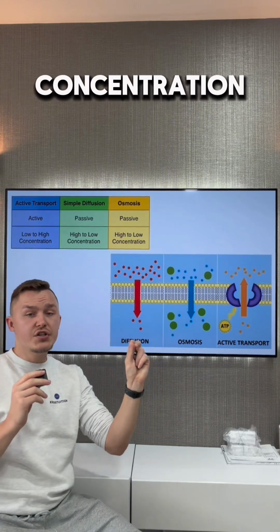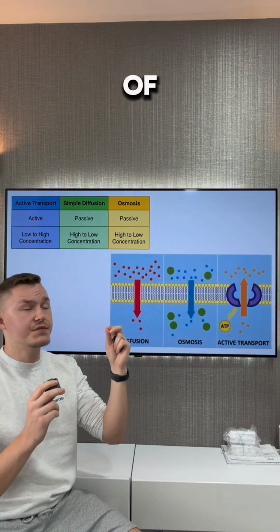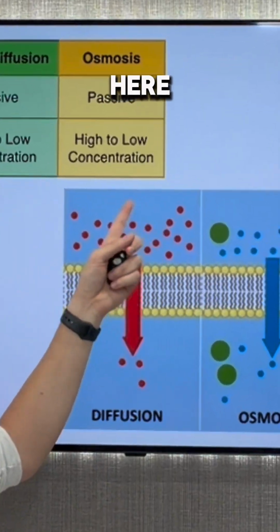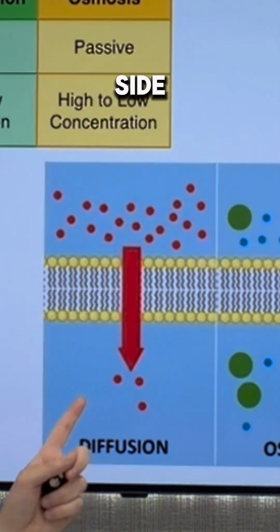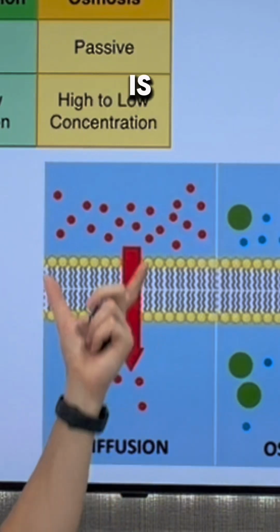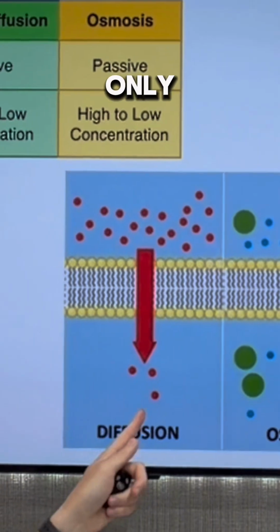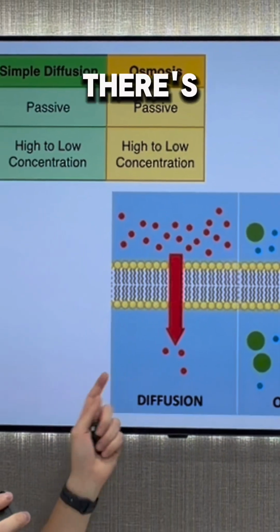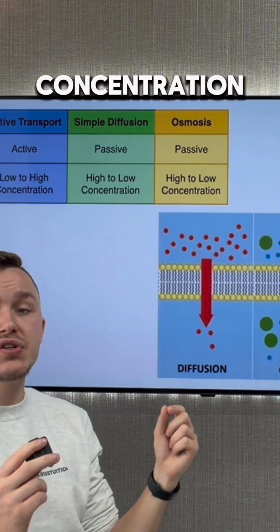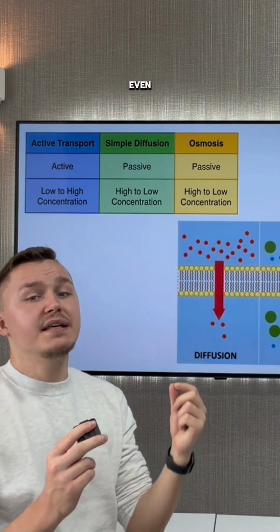Third, concentration gradient. The steeper the concentration gradient, the greater the rate of diffusion. So you can see here, loads of red particles on this side, very few particles on this side, so concentration gradient is quite high, therefore diffusion rate is quite high. If I was to only have 1 dot on this side, there's 3 at the moment, then the concentration gradient would be even steeper and the diffusion rate would be even higher.